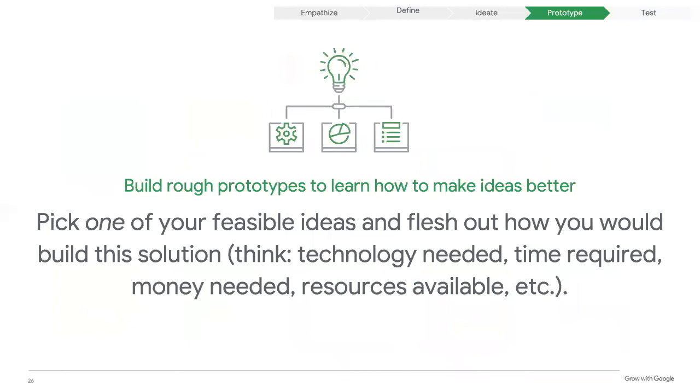We won't prototype together in this virtual session, but following this class, you'll want to sit down and think about your options for a prototype. Pick one of your feasible ideas out of the 8 you came up with during the Crazy Eights exercise, and flesh out how you would build the solution to include the technology needed, time required, money needed, and resources that you might already have available to you.